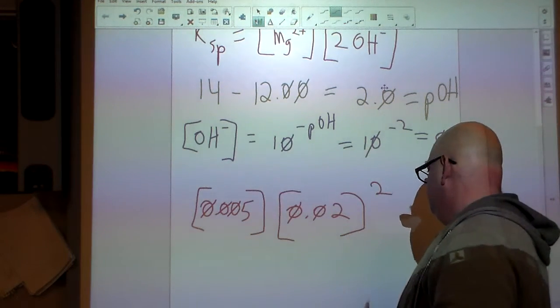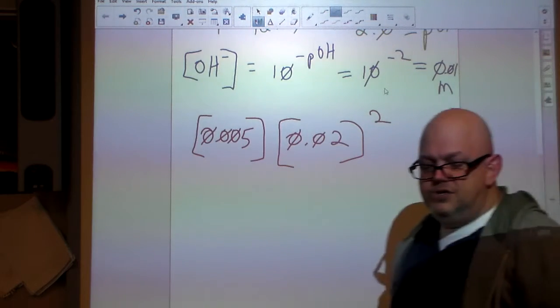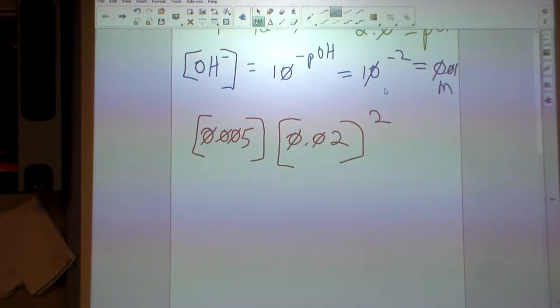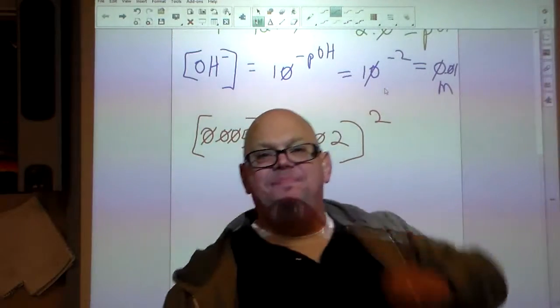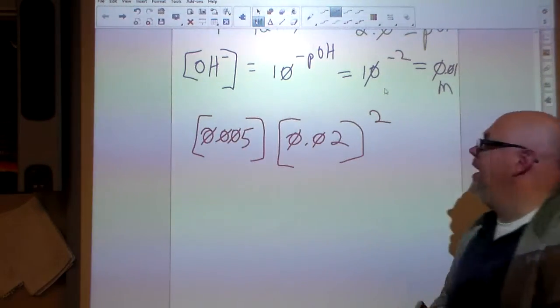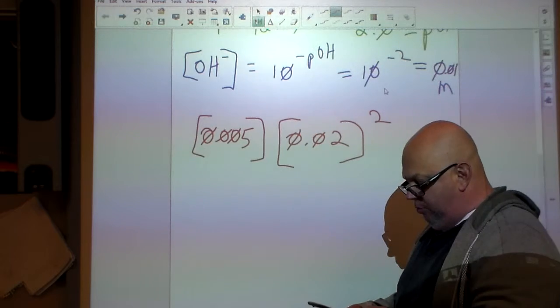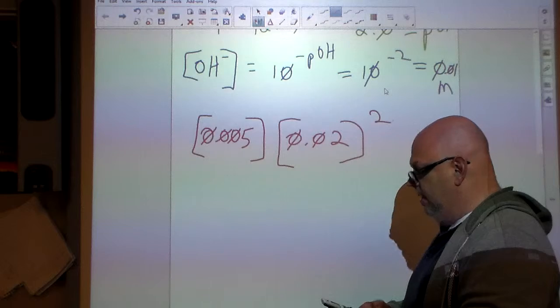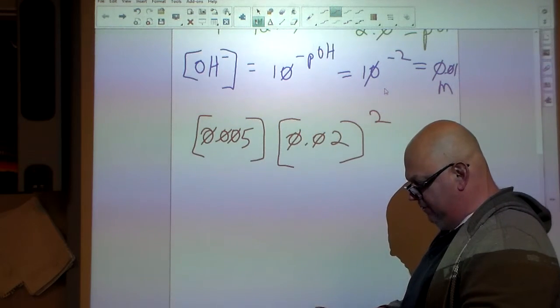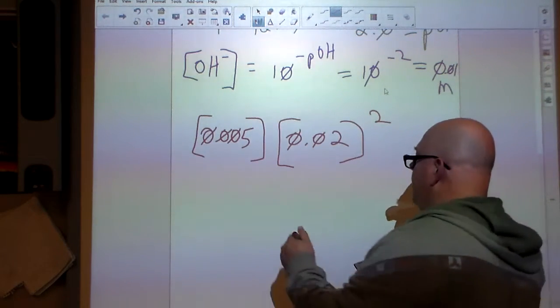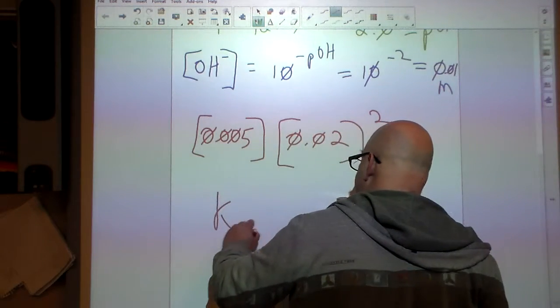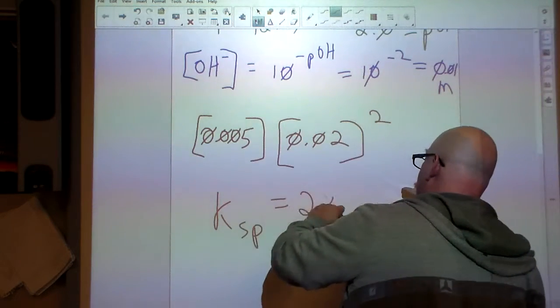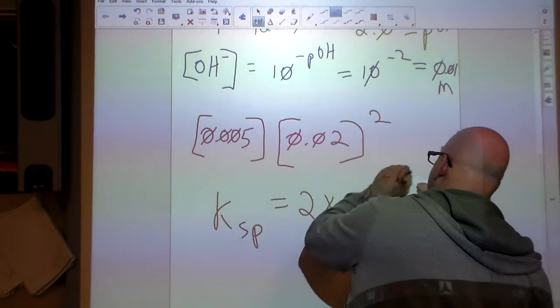At this point, we're just figuring out the rest of it. Excuse me one moment while I get my faithful calculator. Okay, and hey, I'm back. So now we just plug this in: 0.02 squared times 0.005, and we have a Ksp equaling 2 times 10 to the minus 6.